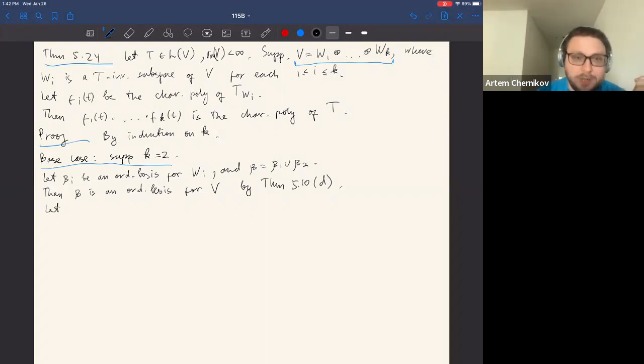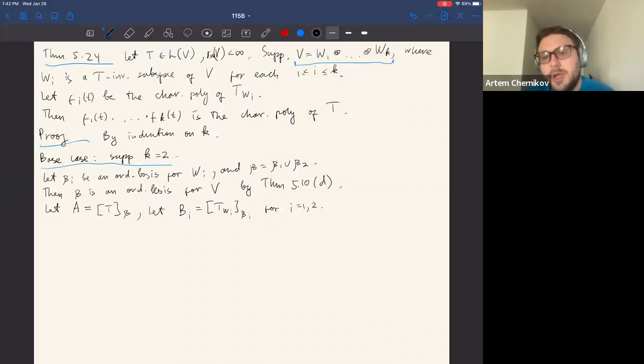So let's look at the matrices. Let A be the matrix representing T with respect to beta, okay? And we let Bi be the matrix representing T restricted to Wi with respect to beta i for i equal to one or two. Okay, so we define all these matrices.